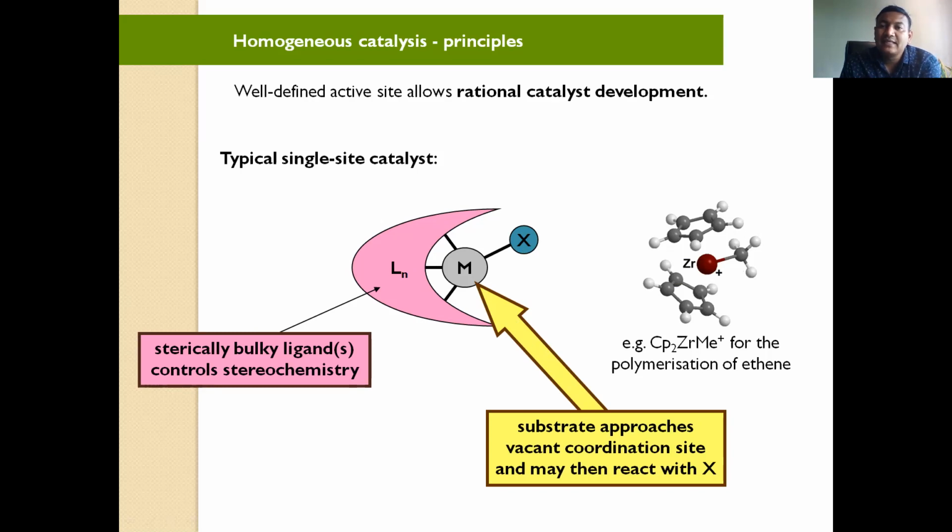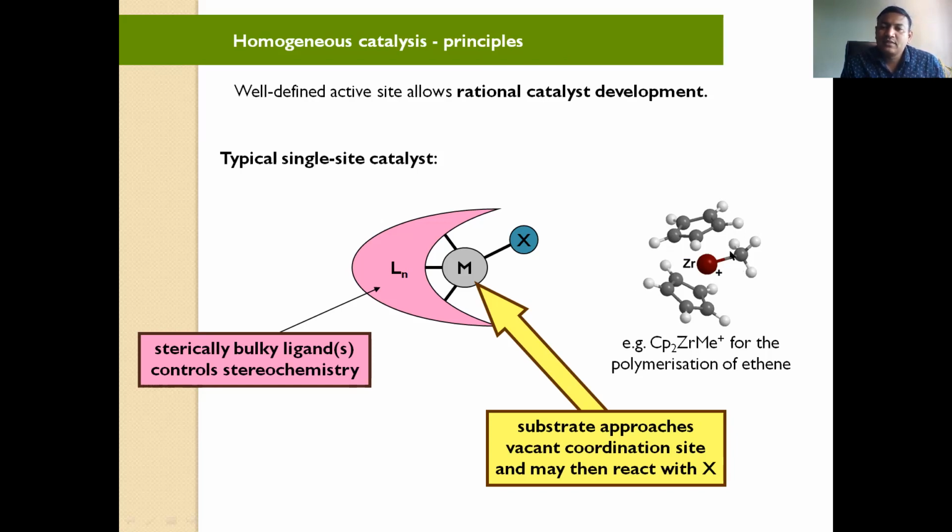So typical single site catalyst, we can say. If the only way is to attack on this metal, then there is a possibility of getting the product selectively, right? So a well-defined active site allows rational catalyst development.